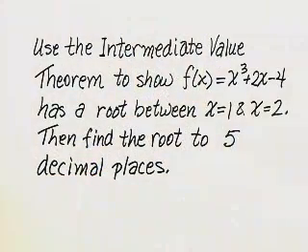Well, we can use Newton's method to find roots of polynomials to very high accuracy. Let's try one. Use the intermediate value theorem to show f of x equal x cubed plus 2x minus 4 has a root between x equal 1 and x equal 2. Then find the root to 5 decimal places. At this time, why don't you pause the video and try this problem on your own.